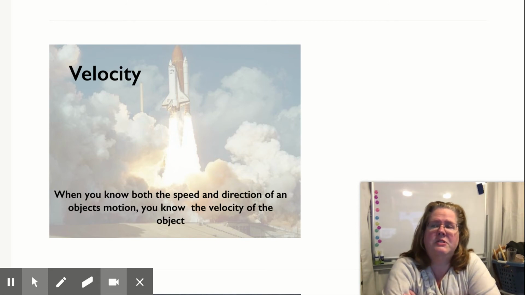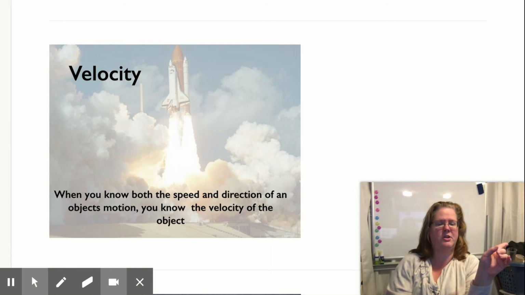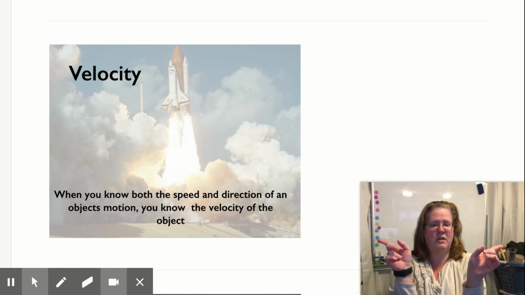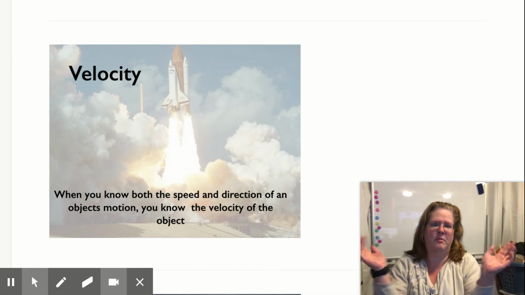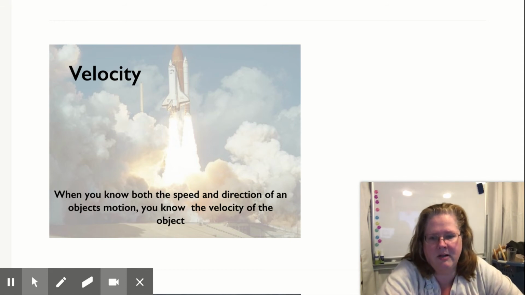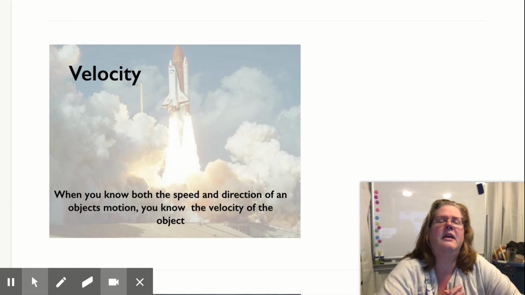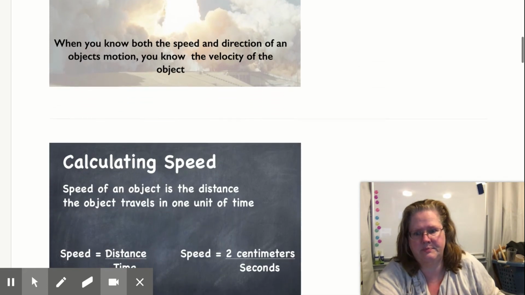Air traffic controllers need to know velocity because they need to know not only how fast airplanes are going, but what direction they're heading in. If I've got a plane going in this direction and this direction at the same level, and they're both going 500 miles per hour, it doesn't really matter. But if they're going this way, it matters. We don't really want a mid-air collision. So velocity is simply speed with direction added.